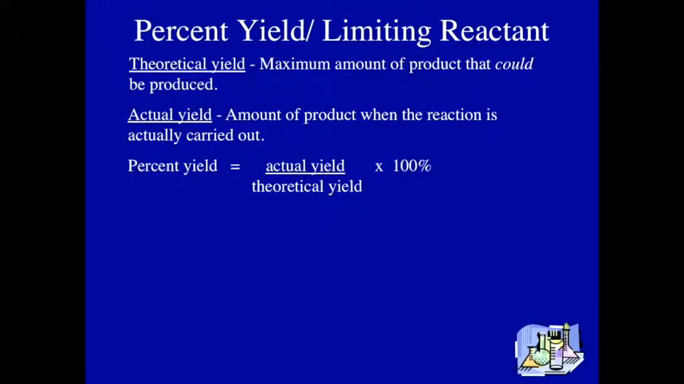Percent yield is determined by dividing the actual yield by the theoretical yield. You will always get a number less than 100. You multiply that by 100% and you'll get the percent yield.